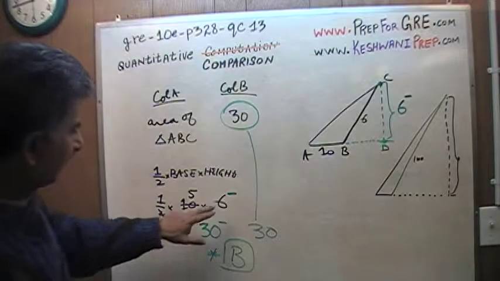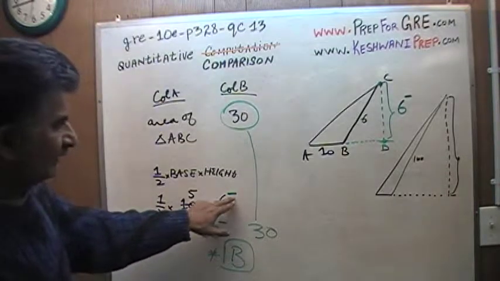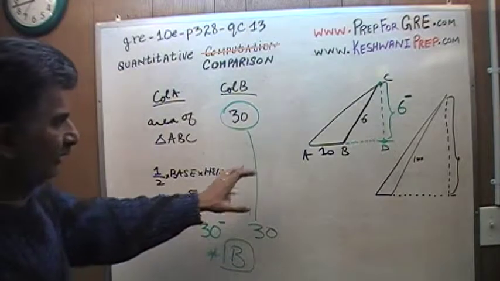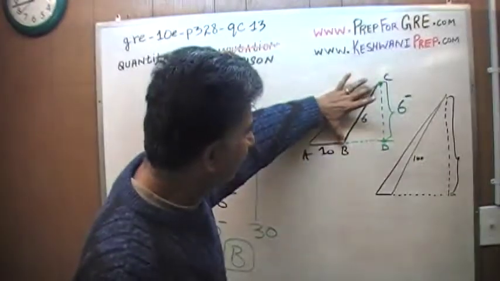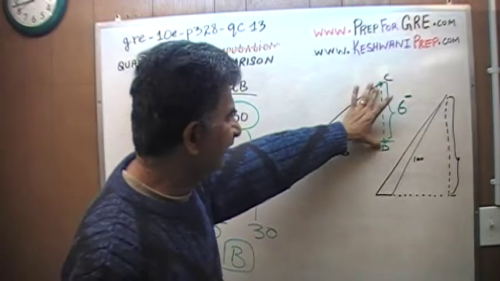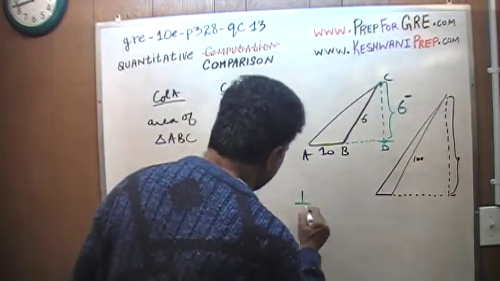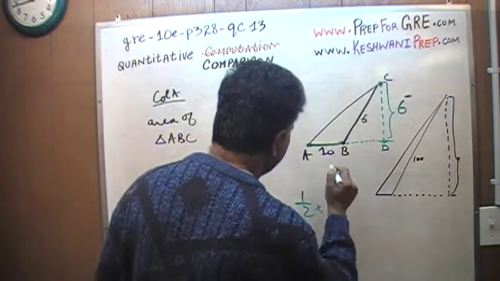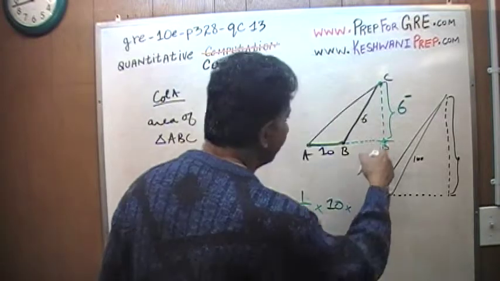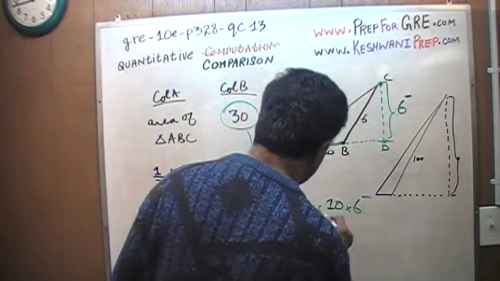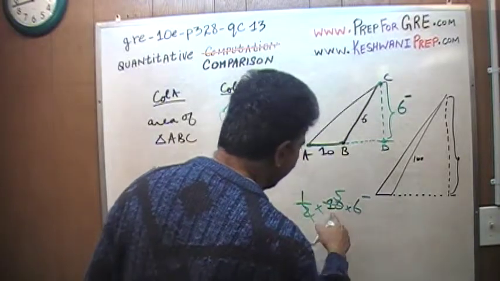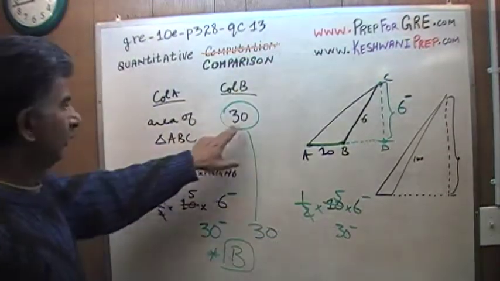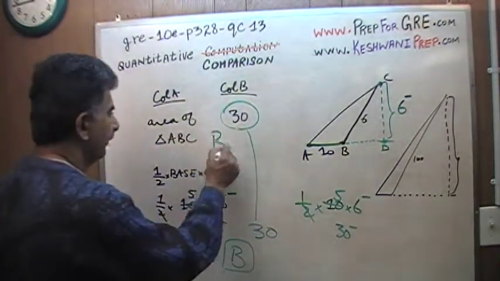One more time, because the height of this triangle is less than 6 feet, or whatever unit it may be, 6 inches, 6 yards, whatever it is, less than 6. This side is less than 6 because I know that this is 6. And therefore, if this is less than 6, then one half base, which is 10 from here to here, times height, which is less than 6, is 5 times something less than 6, which has got to be something less than 30. Something less than 30 versus 30, therefore the answer is B.